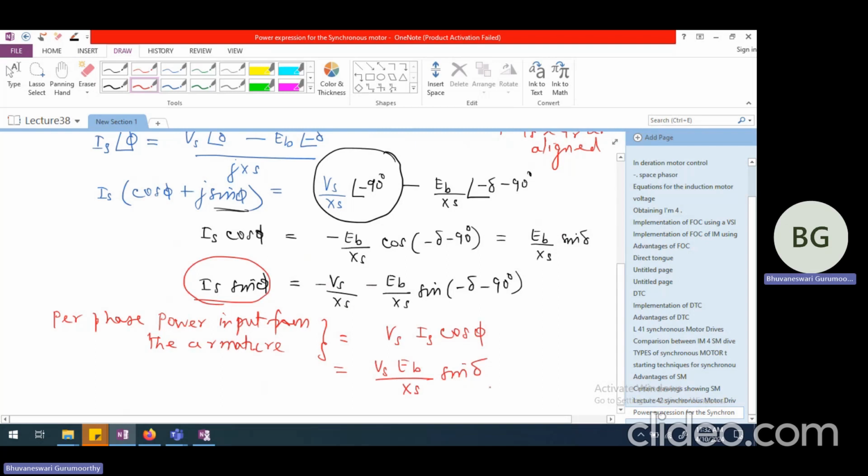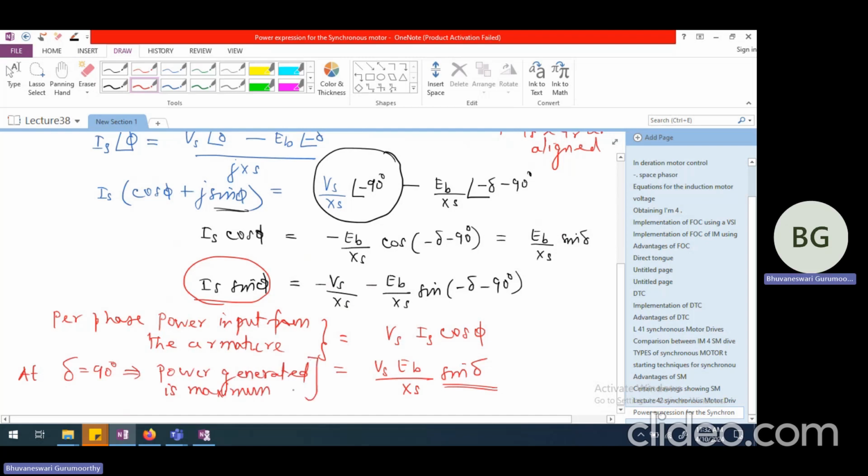Whatever is the input power will be the same as the output power if we say that the resistance is negligibly small, which we have assumed currently. So we have this as the power expression. As delta increases, we will have more and more power being generated. At delta equal to 90, the power generated is maximum.